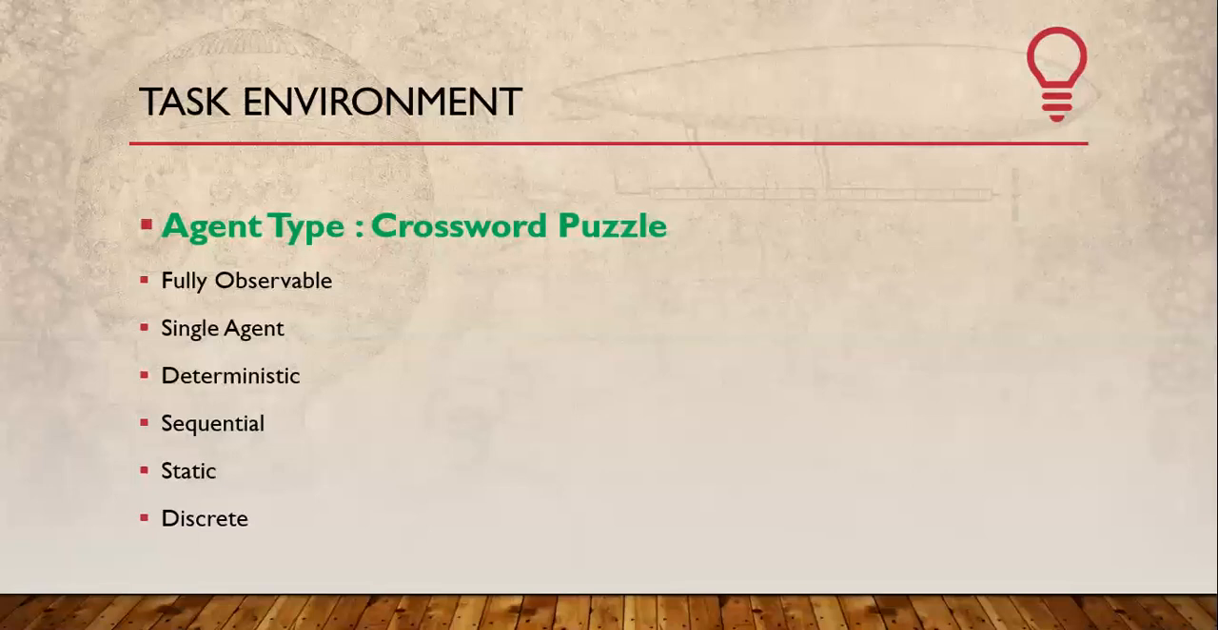So the first kind of task environment was fully observable versus partially observable, where we understood that if the agent could sense each and every aspect of the environment, then it goes into fully observable environment mode, else it can result into partially observable.